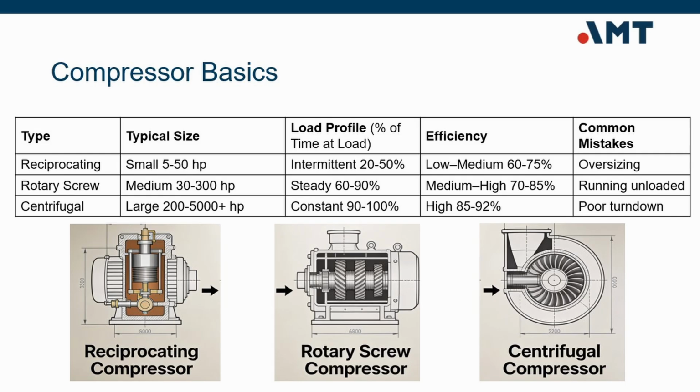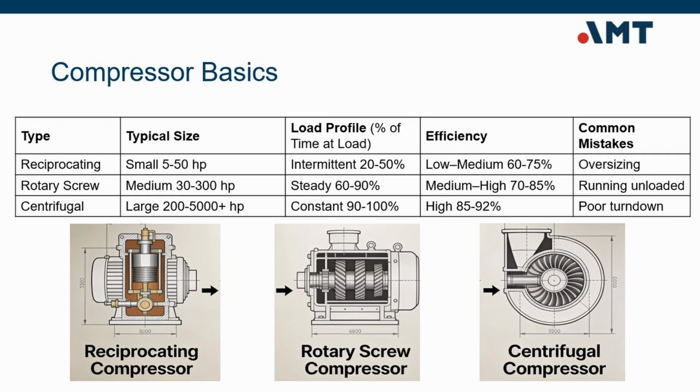On the right is the centrifugal compressor. These are used for very large systems. Instead of mechanically trapping air, they use high-speed rotating impellers to accelerate and compress air. They are common in large industrial or utility scale applications. Regardless of type, the core function is the same. The compressor converts electrical energy into compressed air energy.